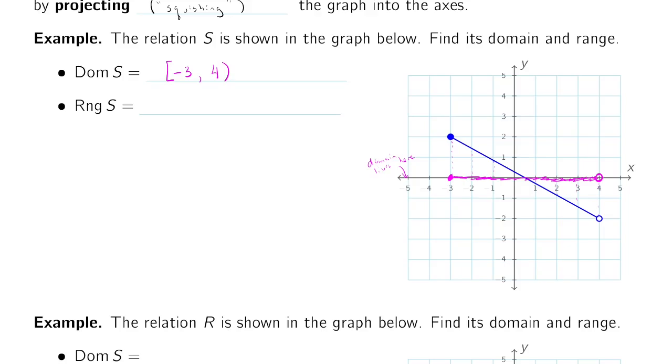We squish everything into the x-axis. To find the range, we'll squish everything into the y-axis. So we think of every point on this graph, we can pull over into the y-axis, and we get something like this. At the top here, there's that filled in dot that projects to the +2 on the y-axis. We have that empty dot that projects to the -2.